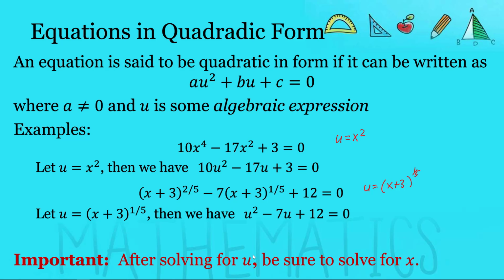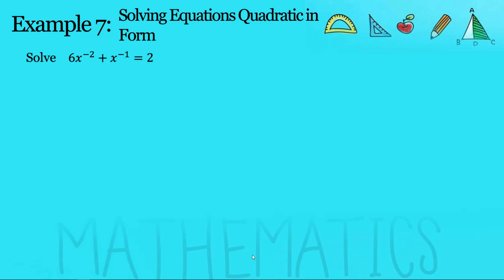And we are going to illustrate that with this example here. Here we have 6 over x squared plus 1 over x is equal to 2. So what do we want to do? Well, we probably want to let u be equal to x to the negative 1 power. If we do, then we will have 6u squared plus u is equal to 2. We can put that in standard form: 6u squared plus u minus 2, my bad, is equal to 0.